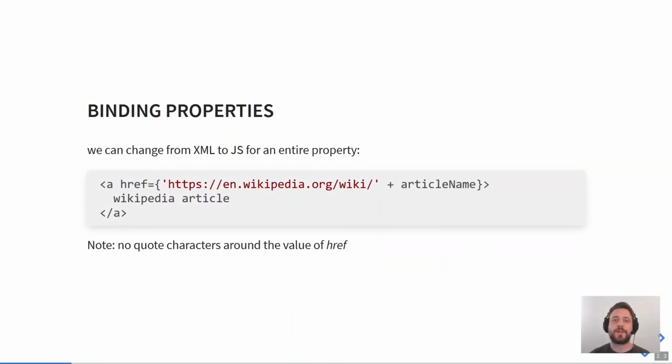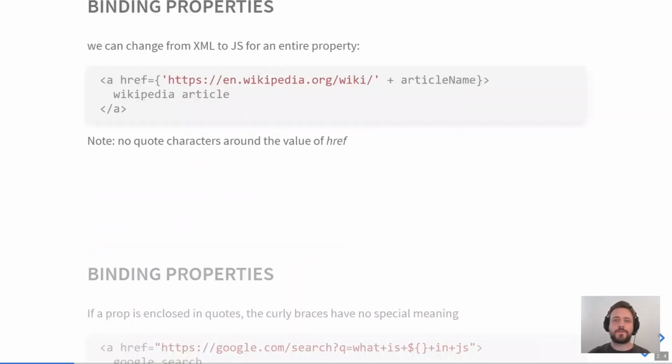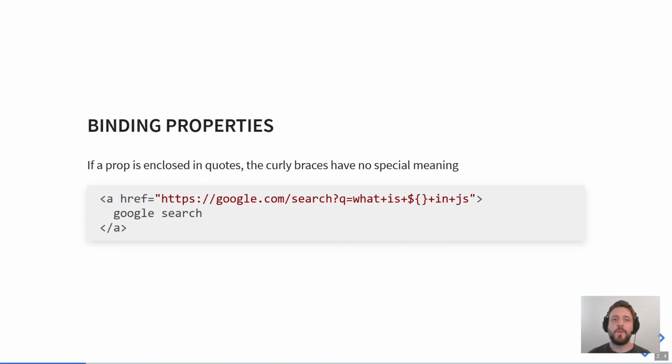Besides binding to XML content, we can also bind to properties. In this example, we switched to JavaScript for the entire href property of this link. Note that we are not using any outer quotation marks. The property is only delimited by curly braces. If we would enclose a property in quotes, the curly braces would have no special meaning, as you can see in this example.